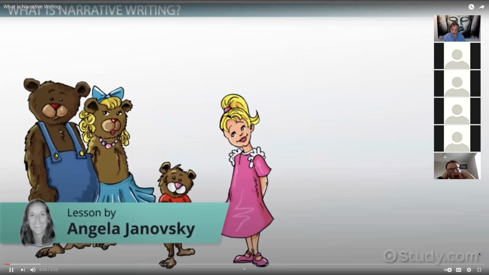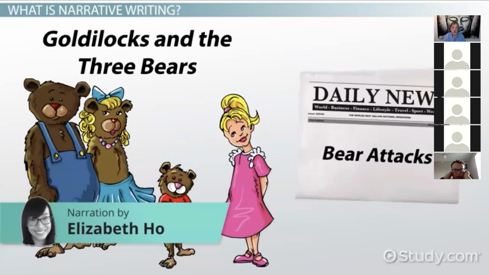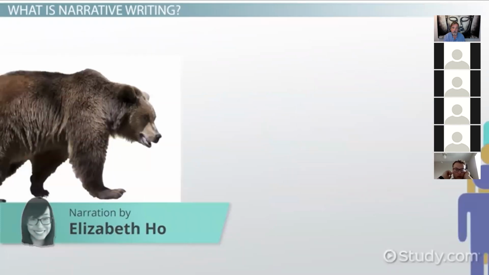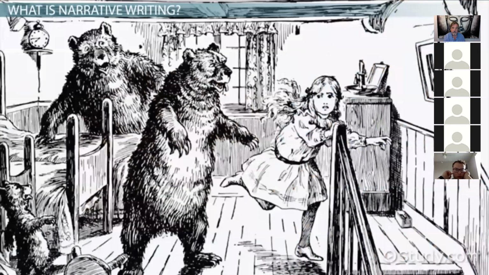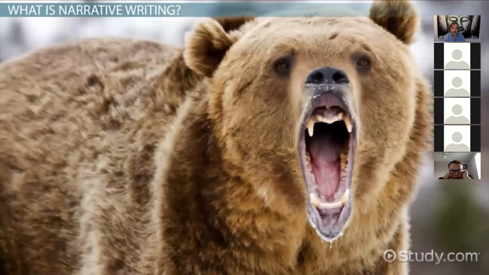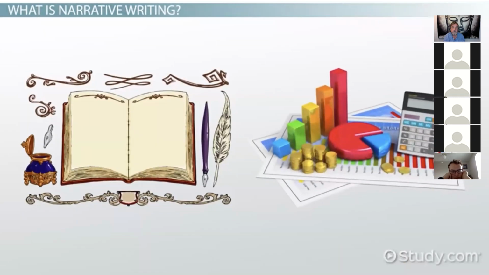What is the difference between Goldilocks and the Three Bears and a newspaper article on bear attack statistics? Both are about human interaction with bears, but the difference is the first is a made-up story about a girl meeting some bears, while the second is reporting on facts about bears. A story has many obvious differences from a statistical report.